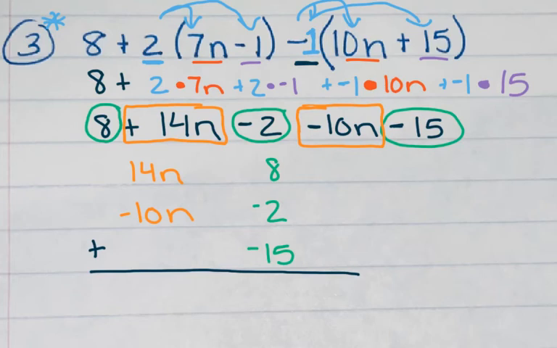All right, so let me keep going. So now I've got 14 minus 10n, which is 4n. 8 minus 2 is 6, and then 6 plus a negative 15 is a negative 9. Okay, and then as you can see, that's already put together for us, but I'll just write it. 4n minus 9.